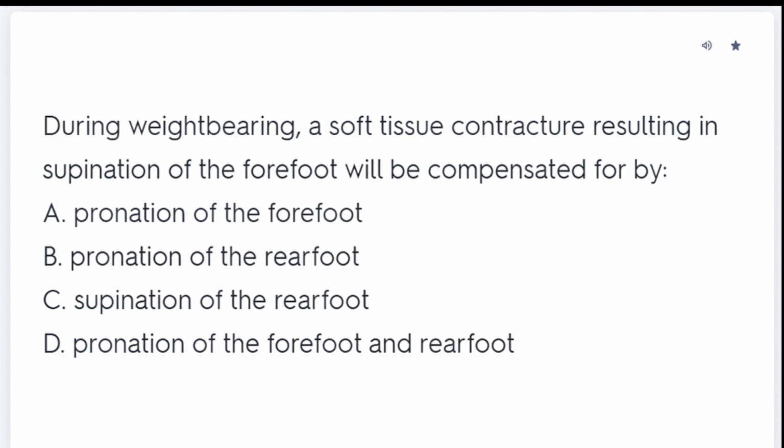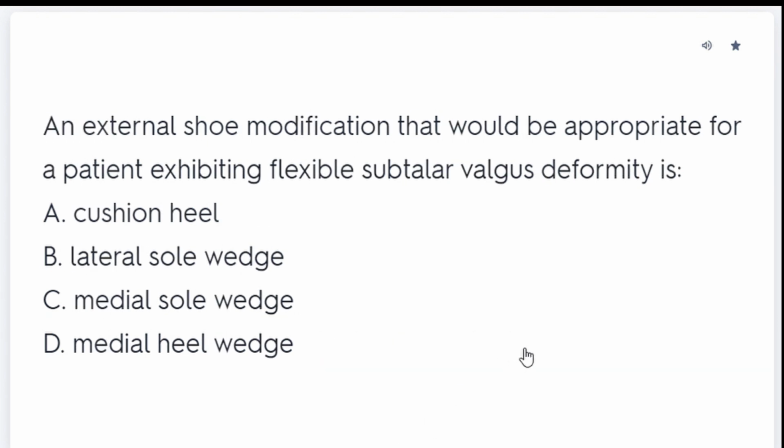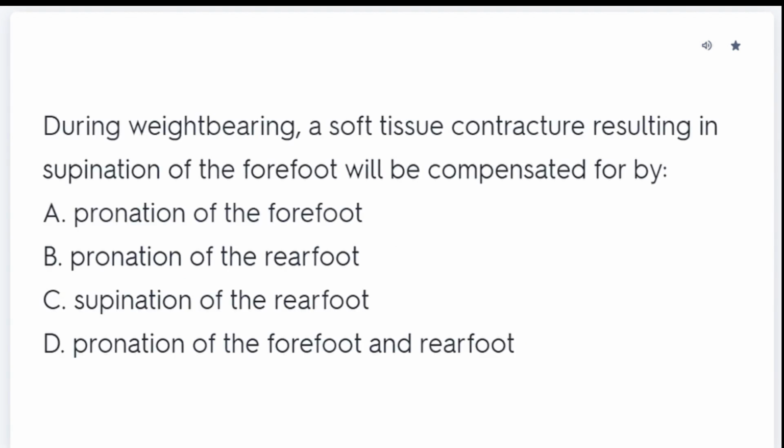During weight bearing, an external shoe modification that would be appropriate for a patient exhibiting flexible subtalar valgus deformity is A. cushion heel, B. lateral sole wedge, C. medial sole wedge, D. medial heel wedge. During weight bearing, a soft tissue contracture resulting in supination of the forefoot will be compensated for by A. pronation of the forefoot, B. pronation of the rear foot, C. supination of the rear foot, D. pronation of the forefoot and rear foot.